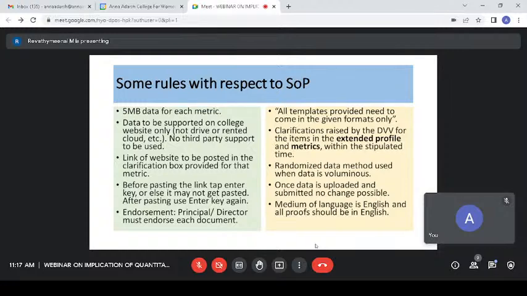And therefore, filling up of the DVVs plays a very, very important role. We need to know all our SOPs very well, without which things will be difficult for us. So that was about the SOPs that I wanted to talk about.